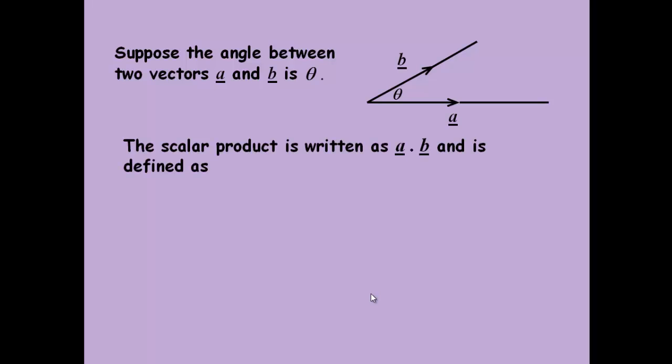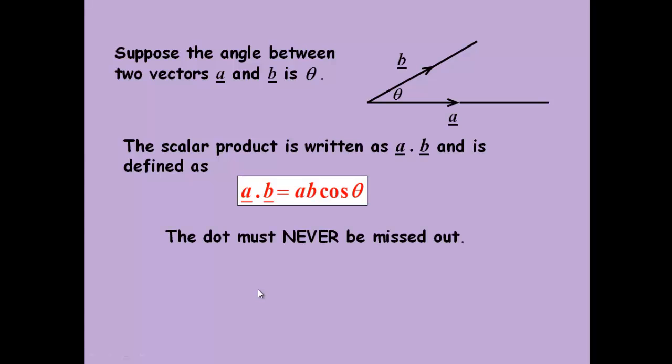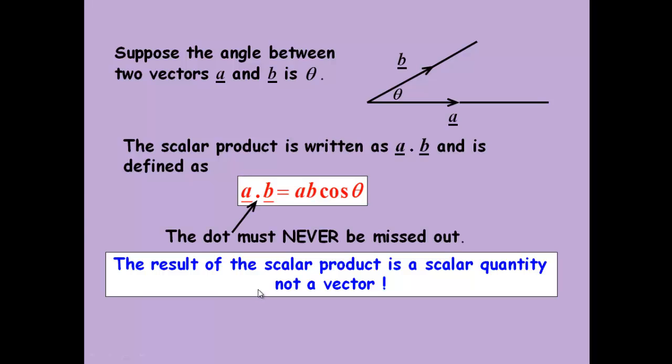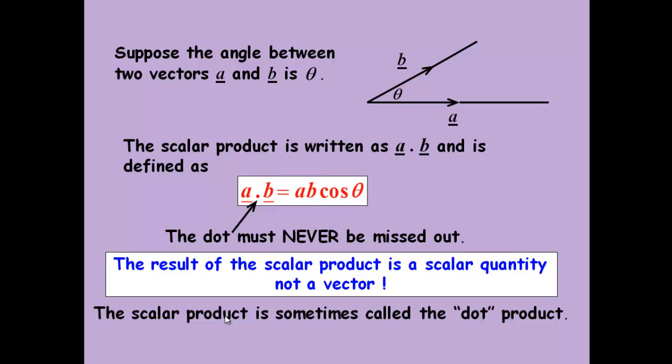So we call the angle theta. We write the scalar product like this, with this dot in the middle, and that's important, and we define it as the product of the magnitudes and the cosine of the angle. The result is a scalar, it's a number, it's an amount. And we often refer to it as the dot product for short.